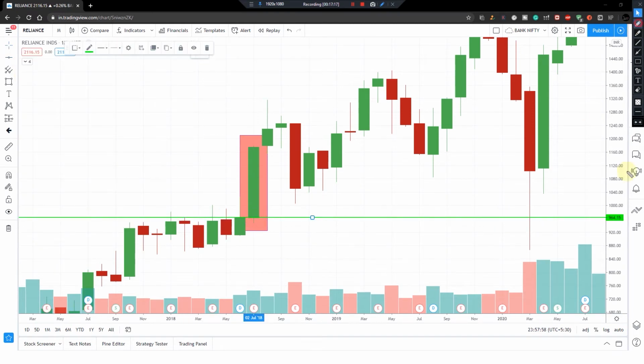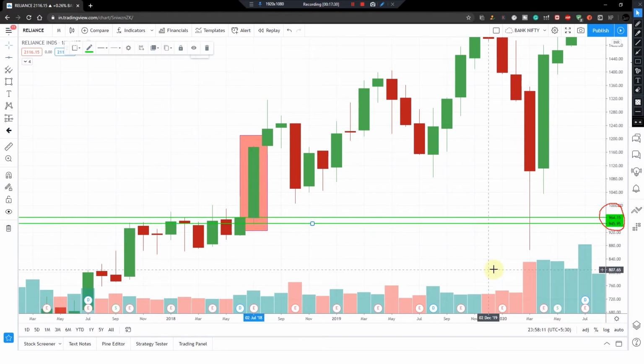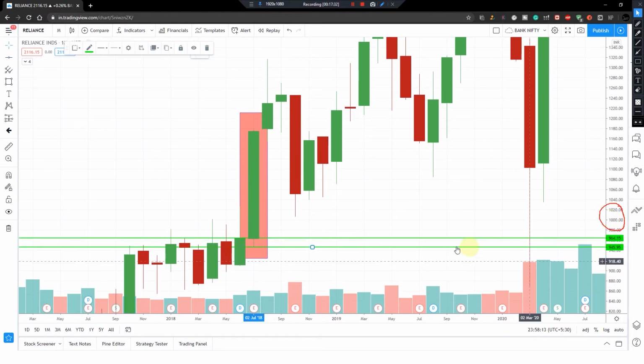See, it opened at 964. Then what happened? There was some selling pressure which made the share price of Reliance go from 964 to 945, with almost a 20 rupees difference. So it came to minus 20.